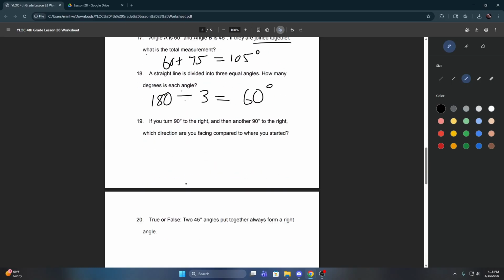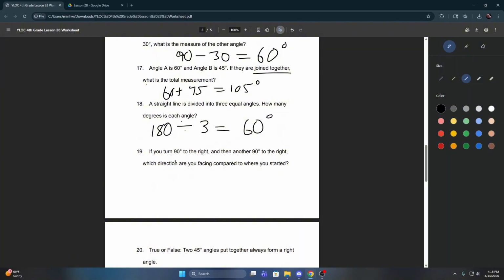Okay, second to last question. If you turn 90 degrees to the right, then another 90 degrees to the right, which direction are you facing compared to where you started? So again, if you're looking this way, and you turn 90 degrees, you'll look that way, and then you'll look this way again, another 90 degrees. So you did a 180 degree turn, so that means you will be facing behind your original starting point.